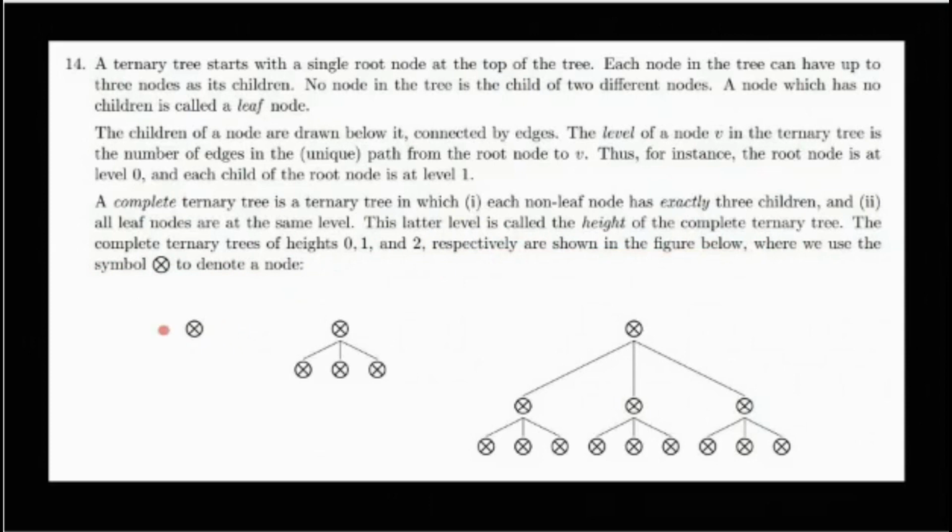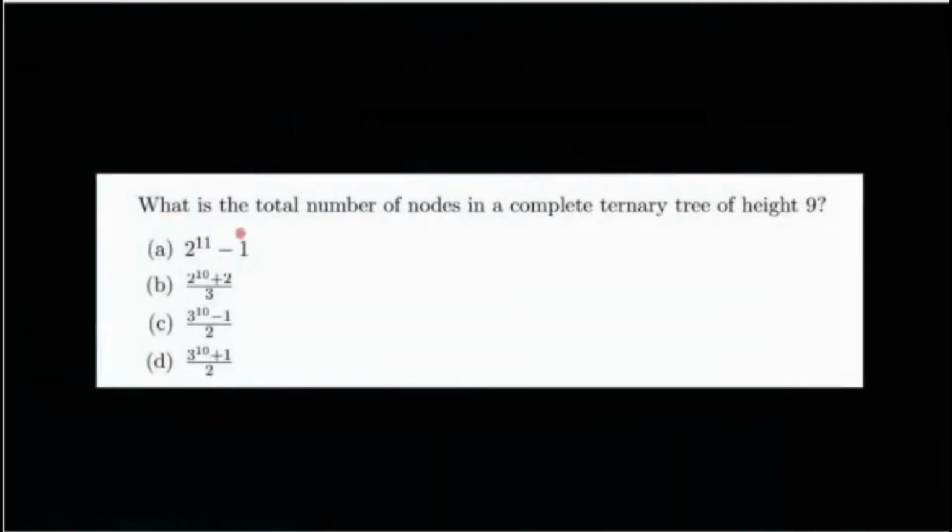So basically this is a ternary tree of height 0, this is of height 1 and this is of height 2. So basically these are the levels. You can see this node is at level 0, the top nodes are at level 0. The next nodes are at level 1, these ones, and under them are of level 2, right? Level 2. So basically this thing is given. So what is the total number of nodes in a complete ternary tree of height 9?